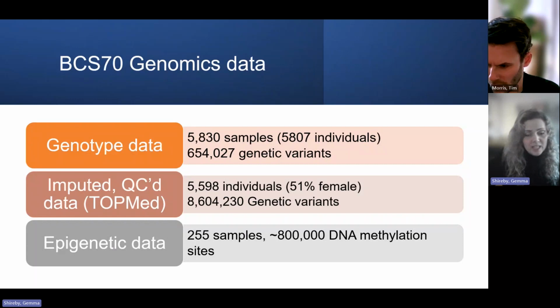We also have some DNA methylation data for BCS70 for 255 samples. And again, there's around 800,000 DNA methylation sites after quality control.